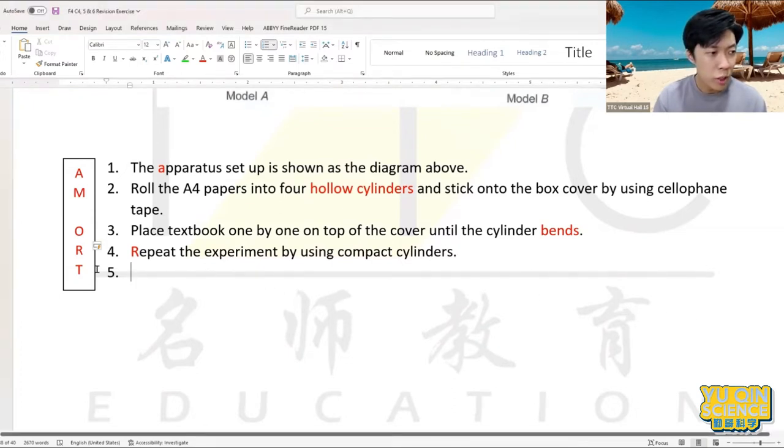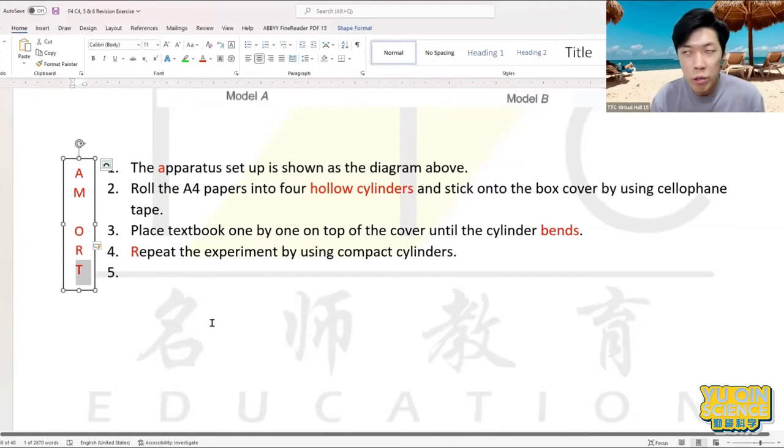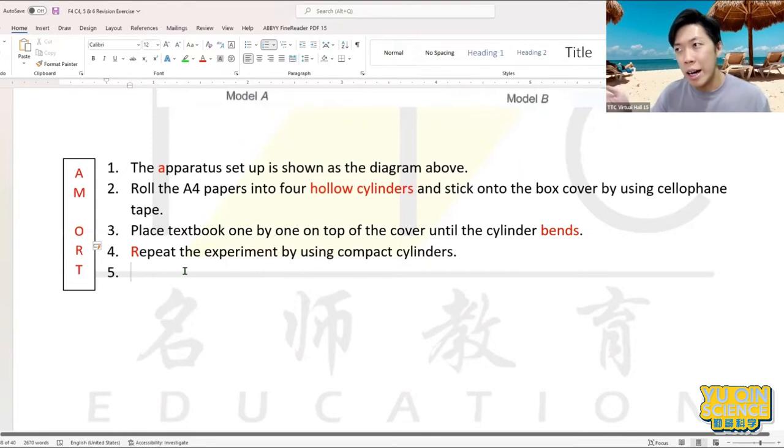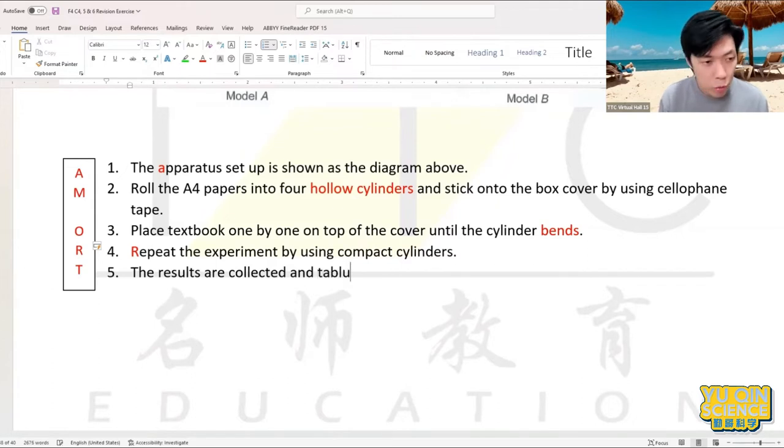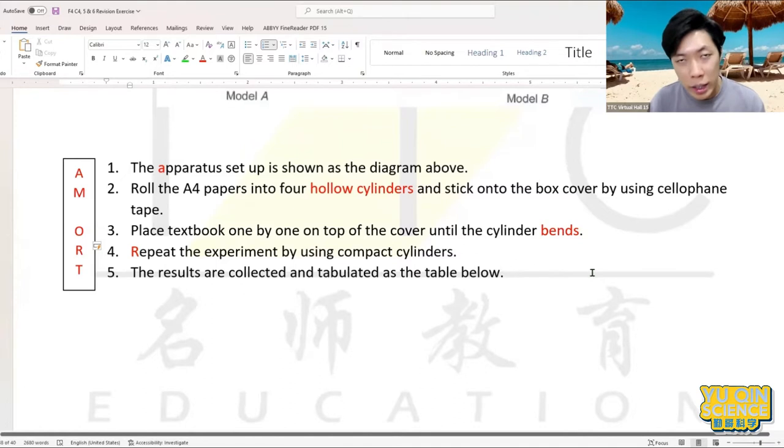Number five, what is T? T stands for tabulation or table. That means we want to record the results onto the table below. So it's like a fixed sentence. The results are collected and tabulated as the table below. Data are collected and tabulated means I collect the data, like how many books it takes to bend, then I put it into a table below. So it's like a fixed sentence to memorize.